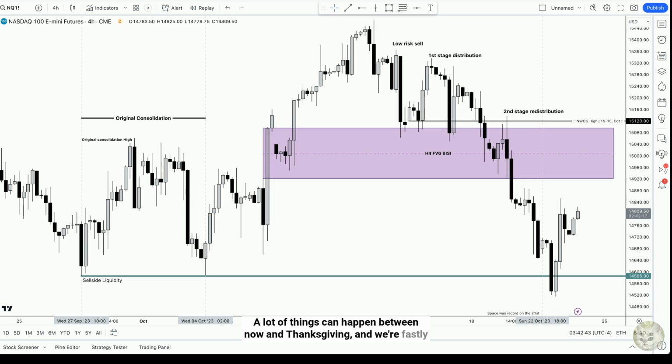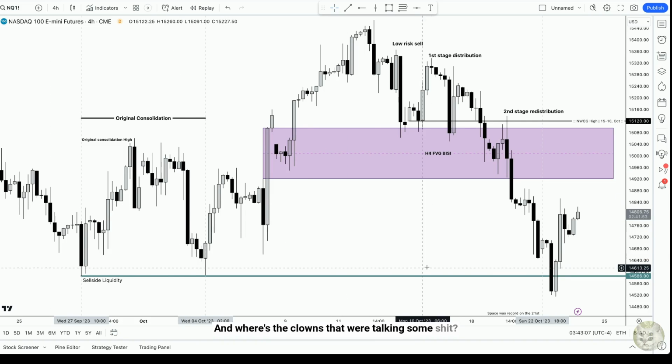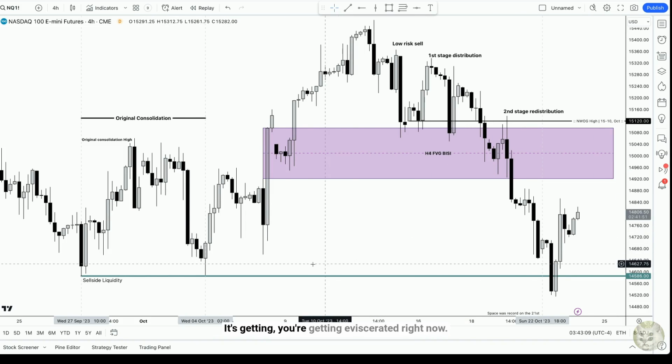And we're fast approaching those relative equal lows on the daily chart on S&P and NASDAQ. There's real liquidity down there. The folks that thought that October low, that fall low, is in, I told everybody there's no reason to own equities. There's no reason to own stocks. And where are the clowns that were talking some shit? You're getting eviscerated right now.